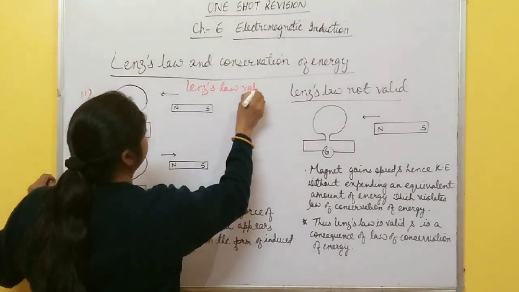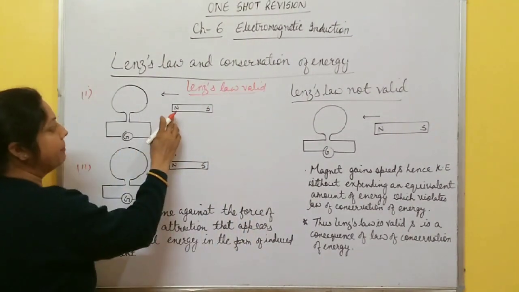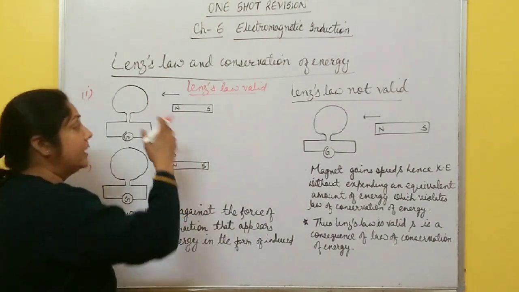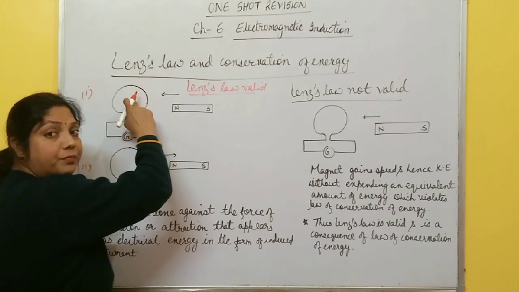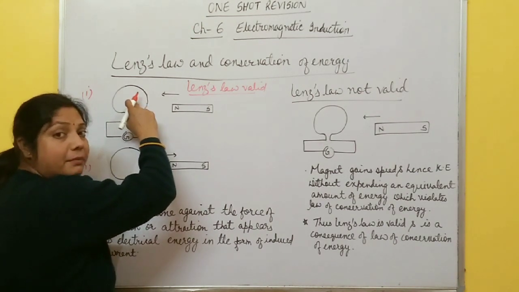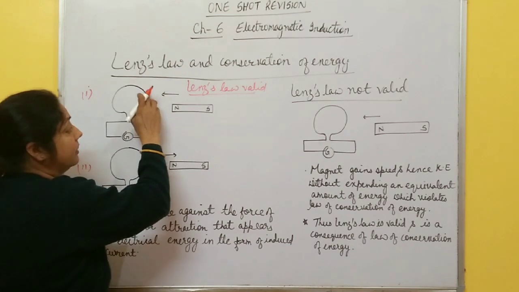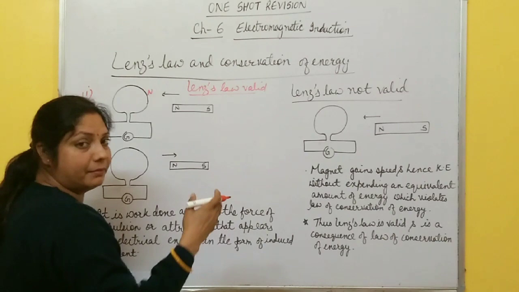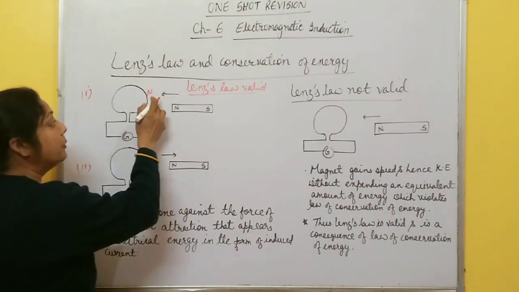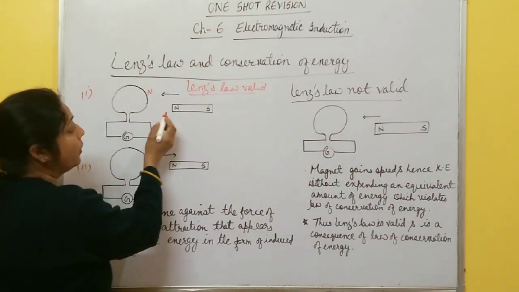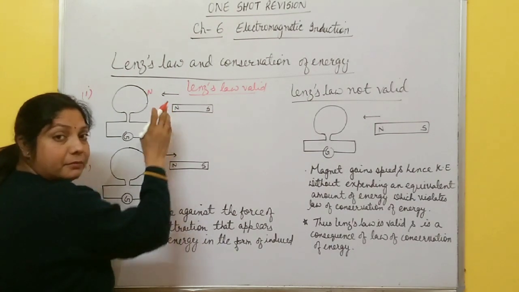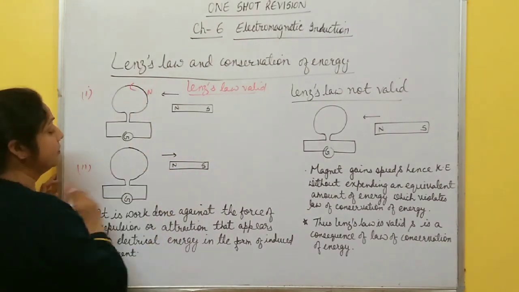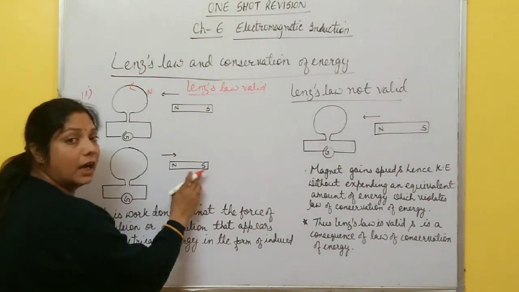According to Lenz's law, if the magnet is moving towards the coil, then its magnetic flux increases. The direction of induced current is such that it tries to what? Decrease the magnetic flux. It means this pole becomes what? North pole, so that it repels the magnet and magnetic flux decreases. North pole means the face of the coil towards the north pole of the magnet must be north pole. It means the direction is what? Anti-clockwise.